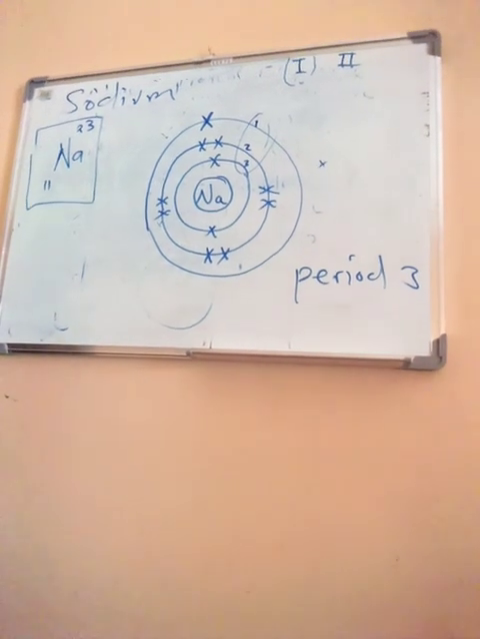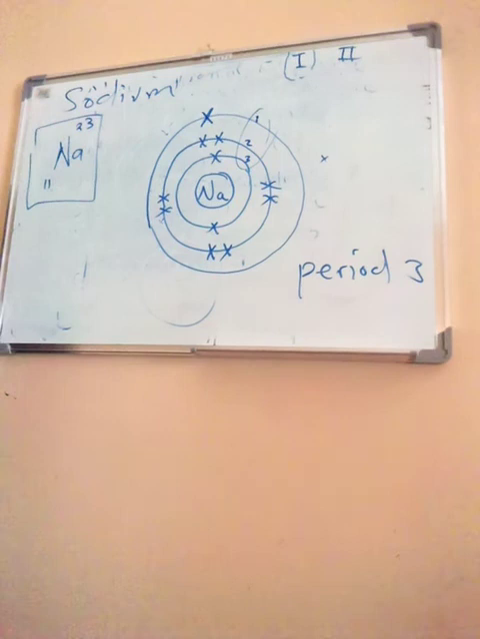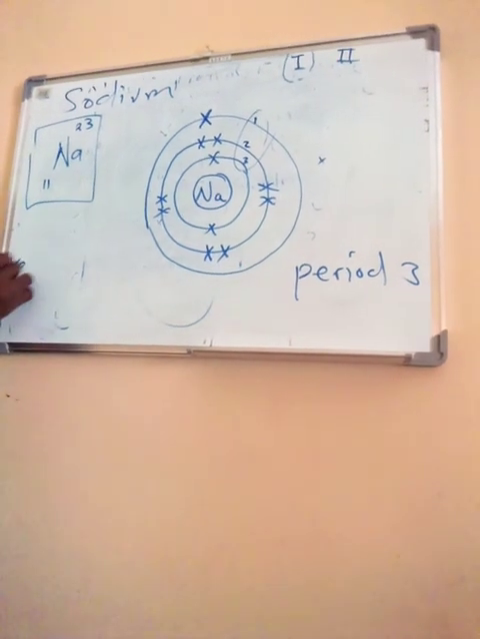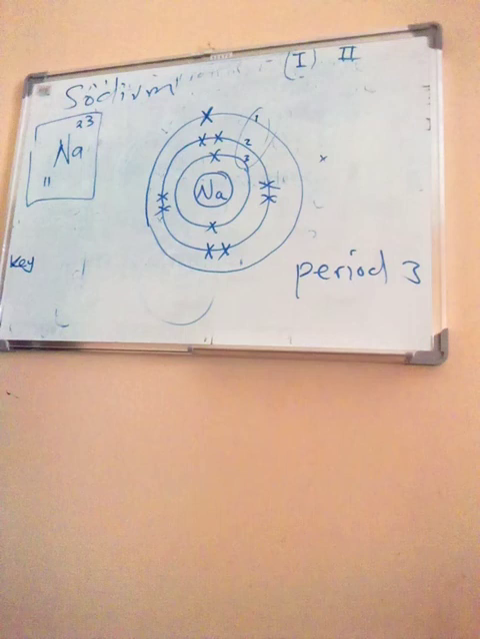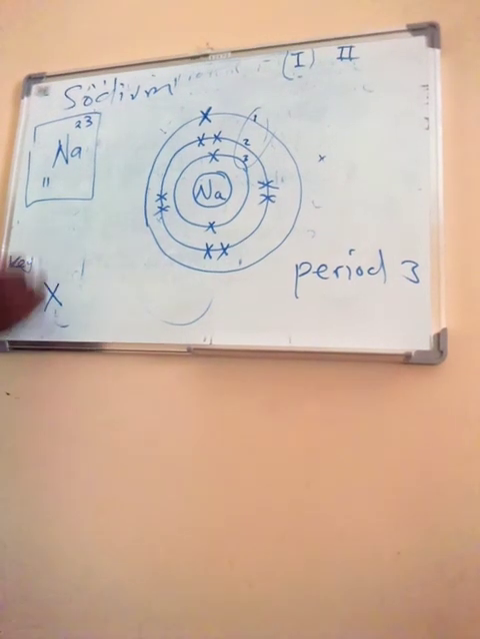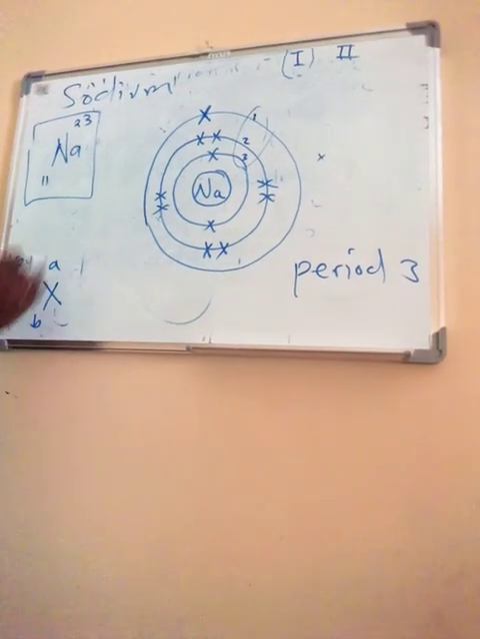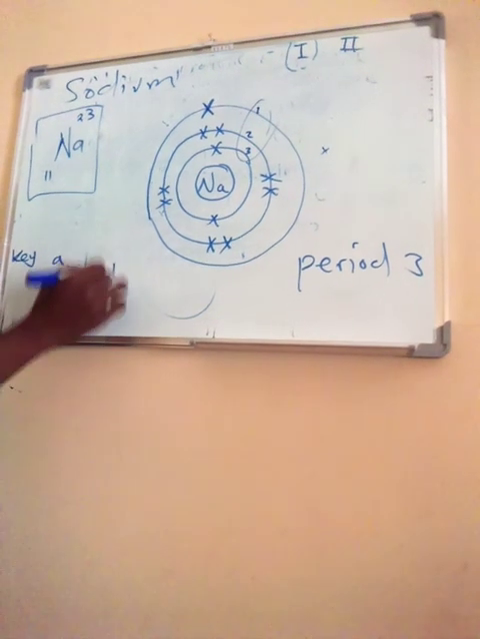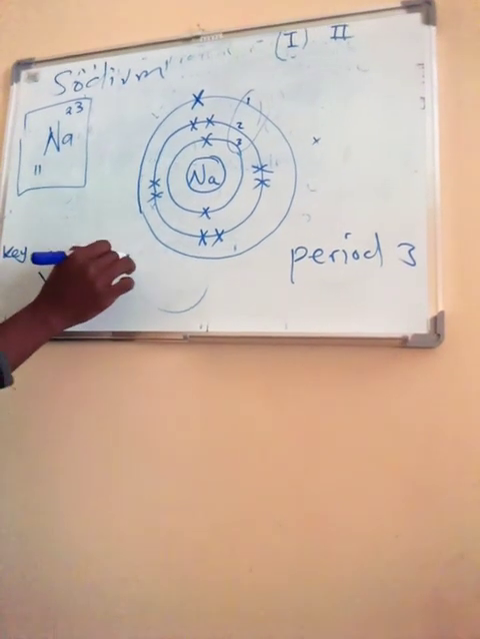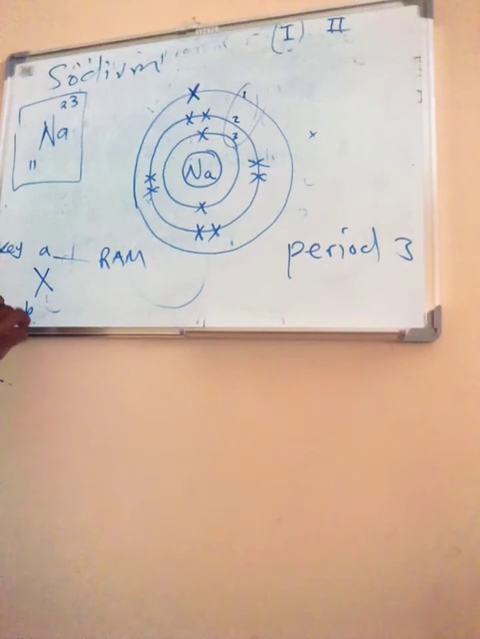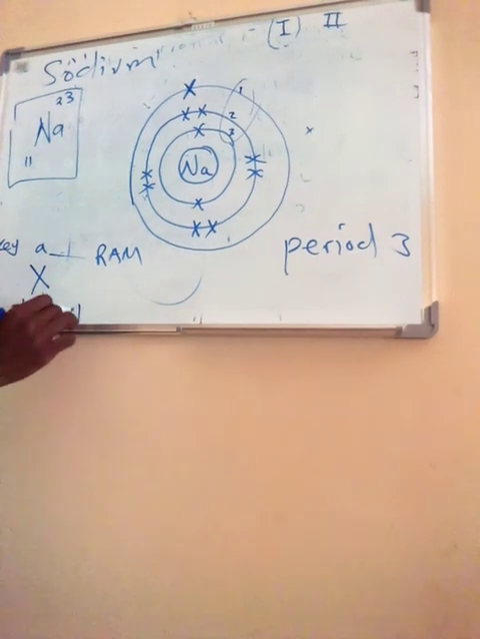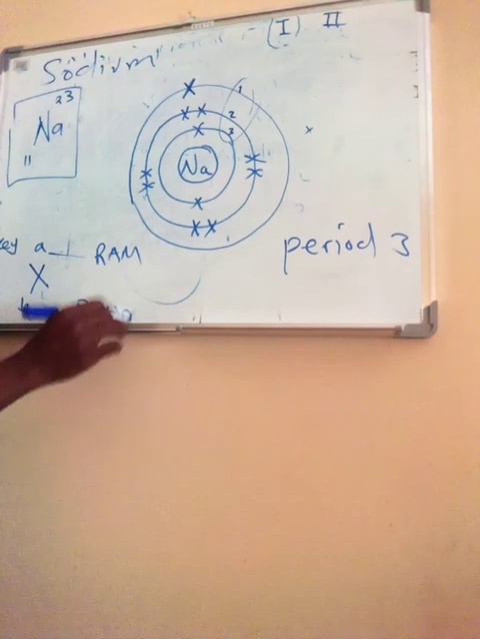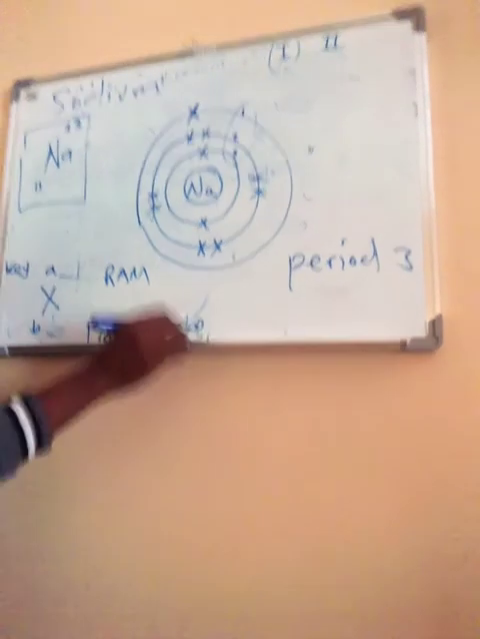Always remember, in some cases the periodic tables may be drawn differently. Always refer to the key given to you. In most cases they will use X with A and B, and they will state that A is the relative atomic mass and B is the proton number. So always remember to consider that.